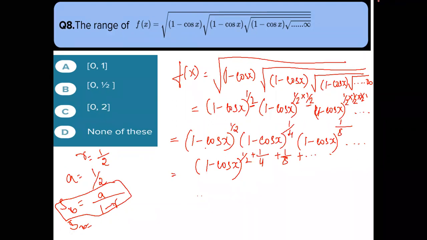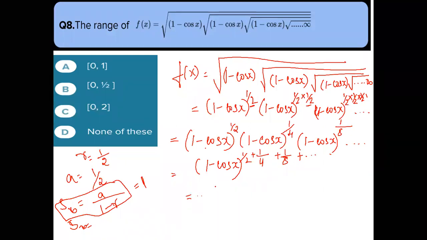I'm asking what is the value of S infinity? What is 2 by 2? Subramanya, what is 2 by 2? 1. S infinity is 1, correct? S infinity is 1.